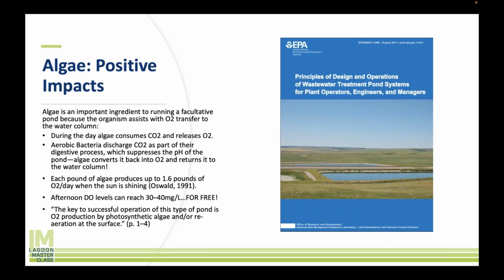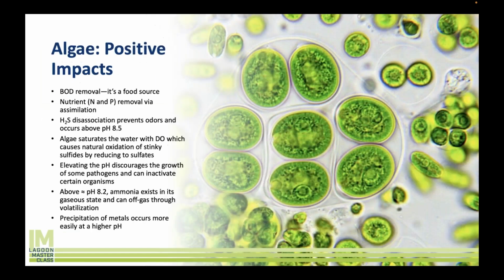And so it's a really, really great symbiotic relationship between the two. And for every pound of algae, you get 1.6 pounds of oxygen, and that oxygen is free, right? That doesn't cost you anything. You don't have to use your blowers or whatever, it provides it for you for free. So that's really awesome. And so the book actually goes on to say, this is the key to successful operation of a lagoon system: the oxygen provided by algae within it. So I think that's really important to notice.